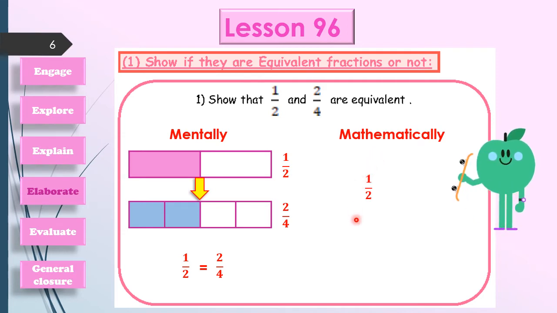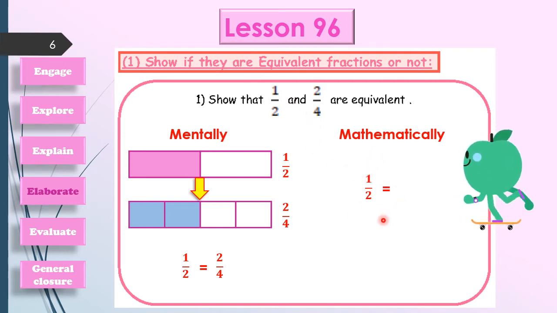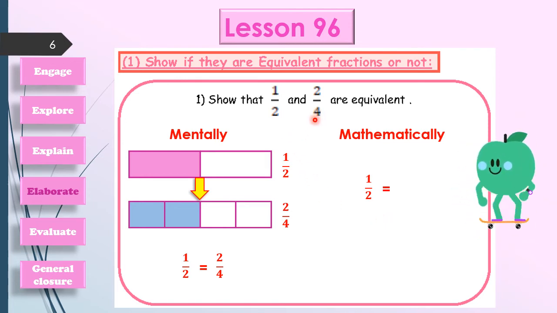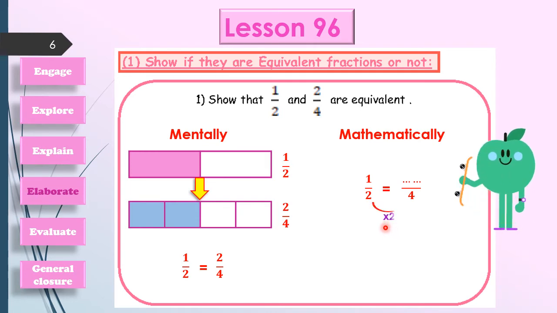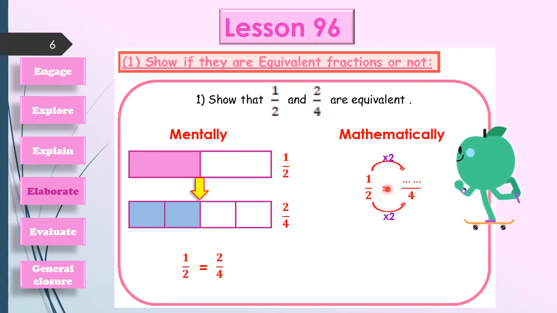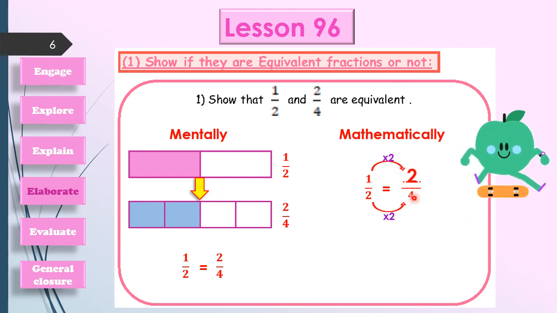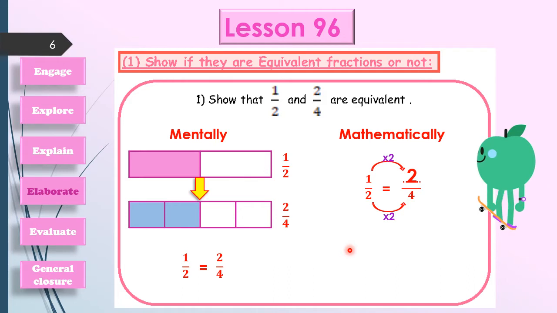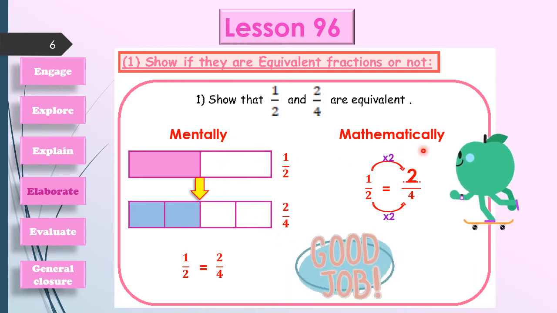Mathematically, write down the smaller fraction, which is 1/2, equals, and ask yourself, 2 times what equals 4? It will be 2. And as I do to the denominator, I will do to the numerator. 1 times 2 equals 2. Then 1/2 equals 2/4. Then we proved our work, showing it mentally and mathematically. Good job.